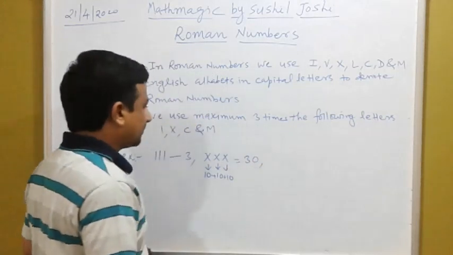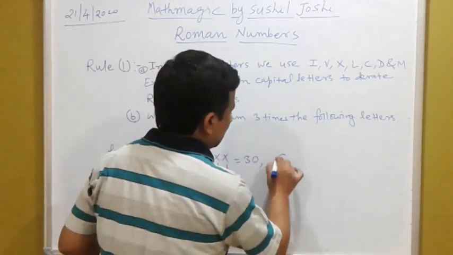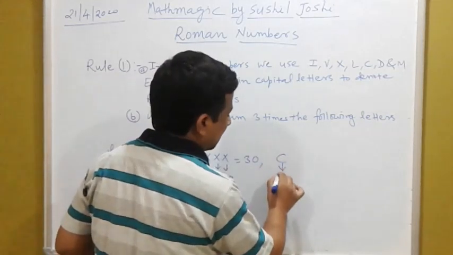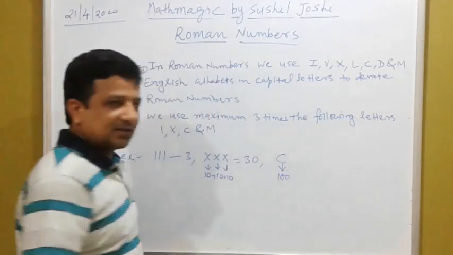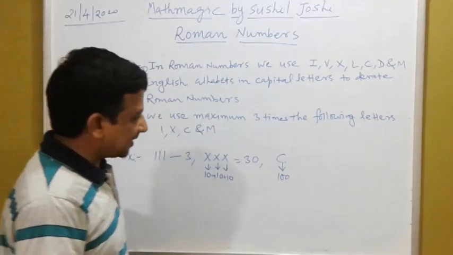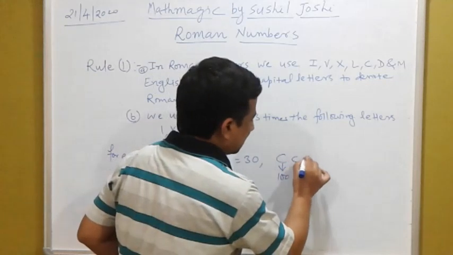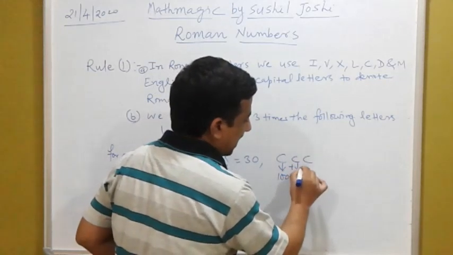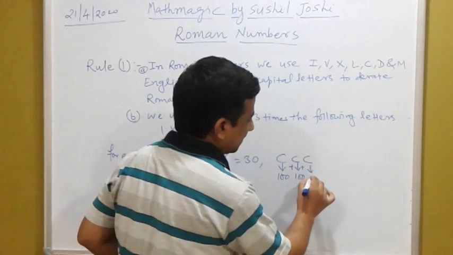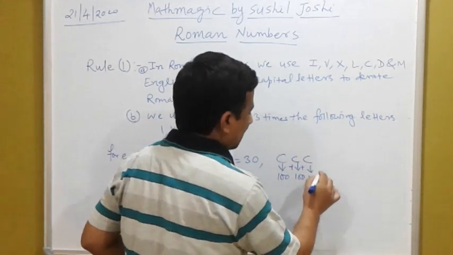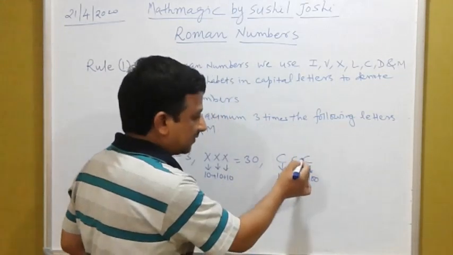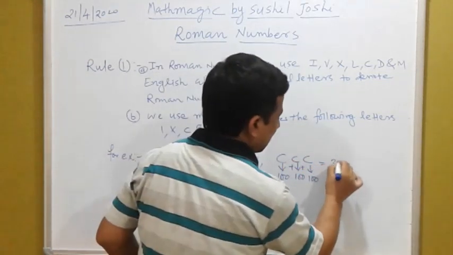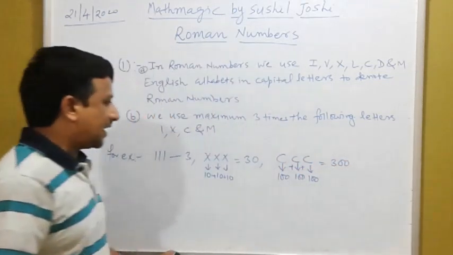Then C. Now remember that C represents 100. So you can write triple C, which means you add this C up to 3 times. Don't write any sign here. Triple C means 300.